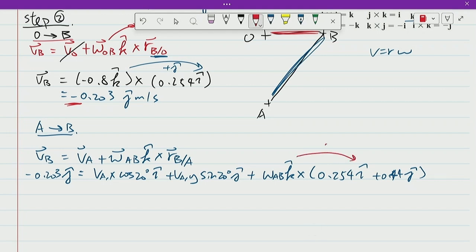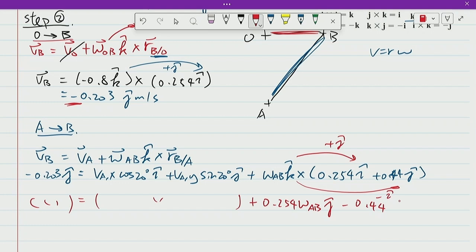K cross I gives you positive J. K cross J gives you negative I. So the left-hand side is the same. These are still the same, but you're going to get plus 0.254 omega AB J minus 0.44 omega AB I. Questions so far?